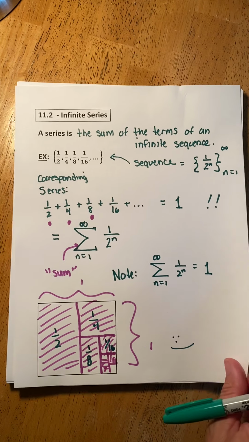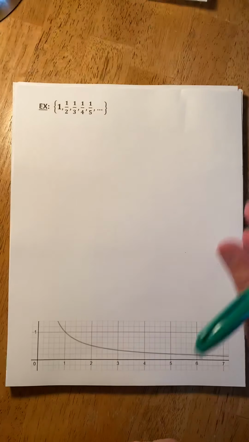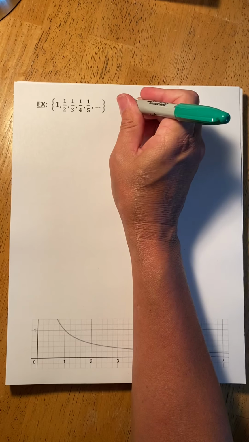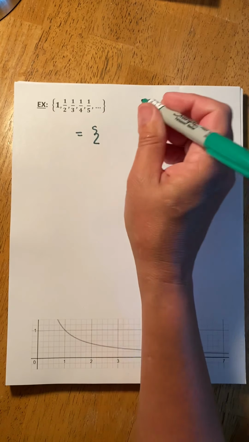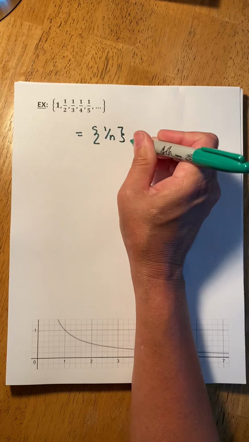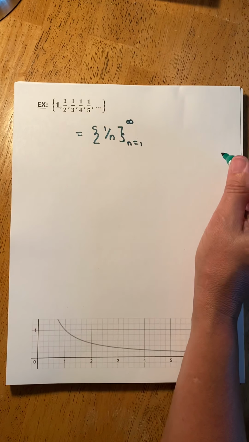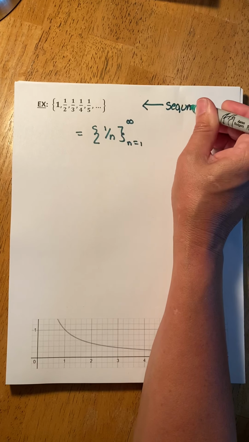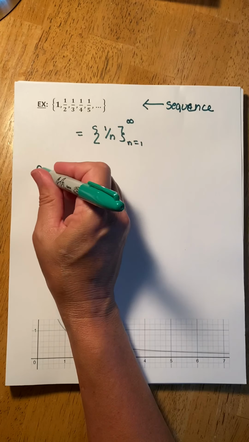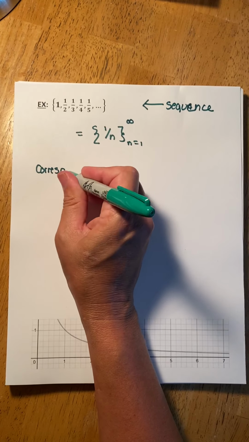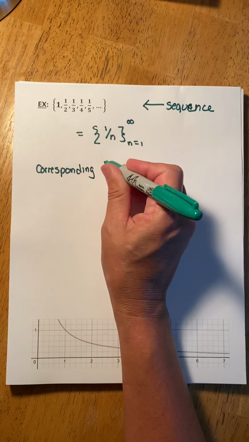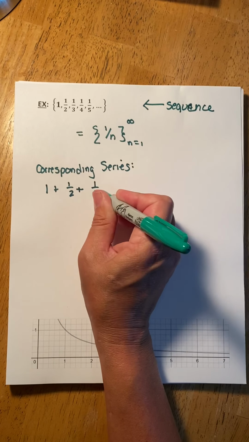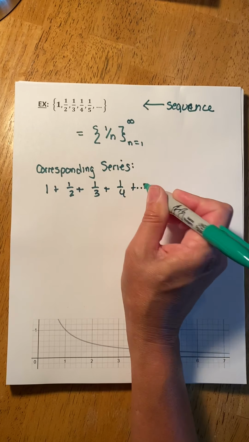All right, let's look at another example. Let's look at the harmonic sequence, 1, 1/2, 1/3, 1/4, 1/5. In condensed form, this is 1 over n, n equals 1 to infinity. So this is the sequence, and the corresponding series would be 1 plus 1/2 plus 1/3 plus 1/4 forever.